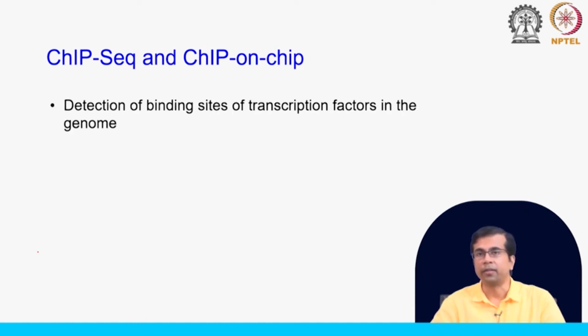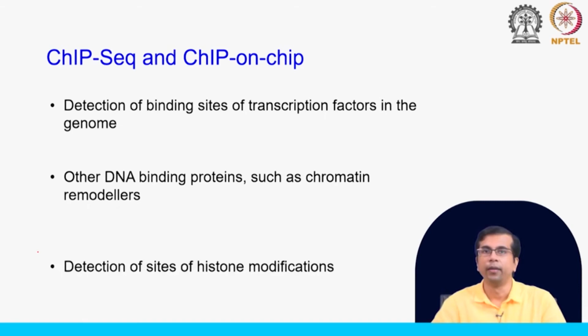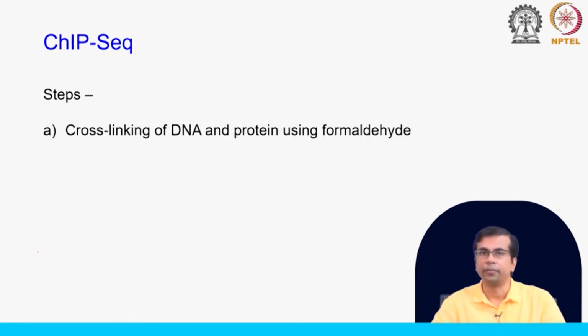These methods allow us to detect binding sites of transcription factors in the genome, and they can also detect binding of other DNA binding proteins such as chromatin remodelers. So, any protein that can bind on the DNA, we can detect their binding sites, their locations, etc. And we can also detect the sites of histone modifications. We have not talked about this at all, and ChIP-seq offers us a way to identify these histone modifications.